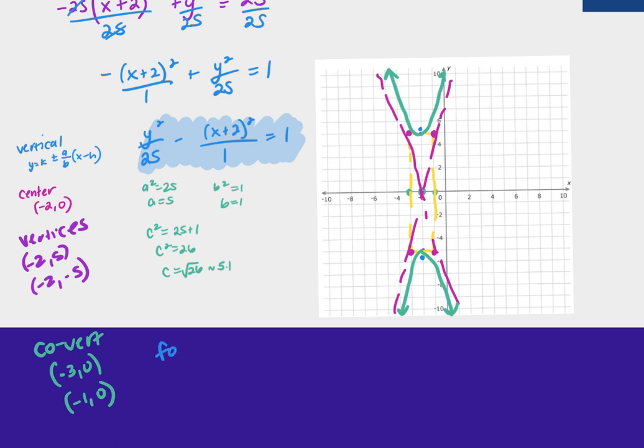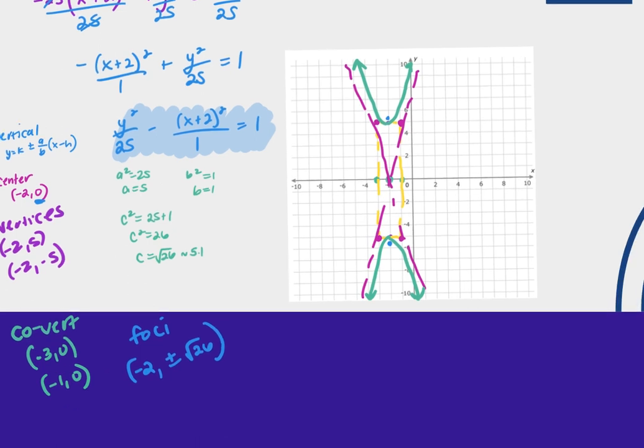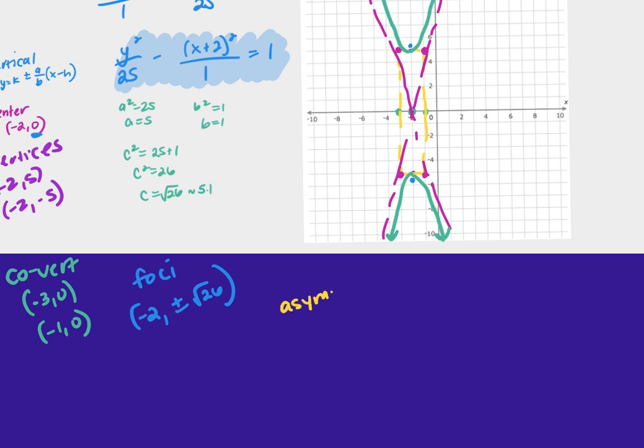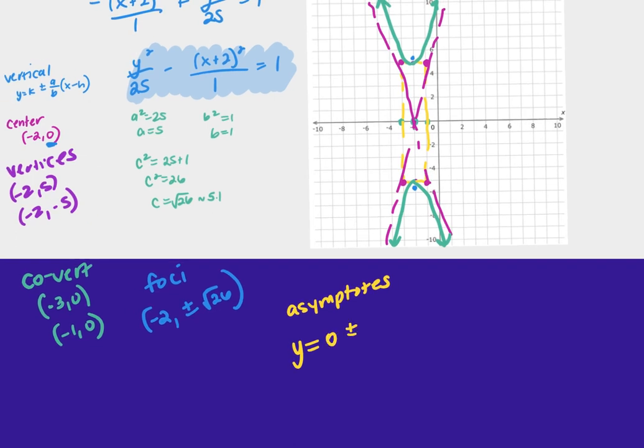And kept exact, we would add and subtract the C from the Y coordinate. So negative 2 plus and minus square root 26. And then the asymptote, Y equals K, which is 0, plus and minus, this time it's A over B, so 5 over 1, X minus H, and H is negative 2, so this becomes plus 2. And it's plus and minus 5, X plus 2.